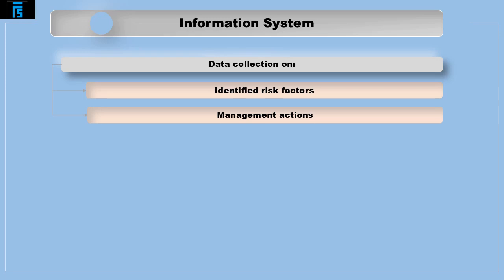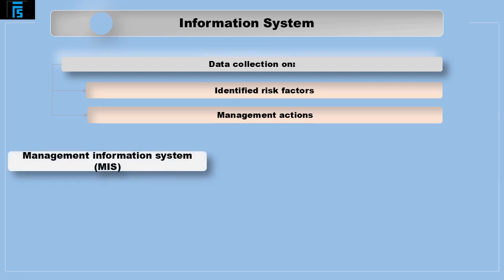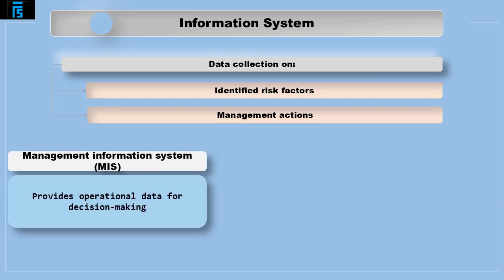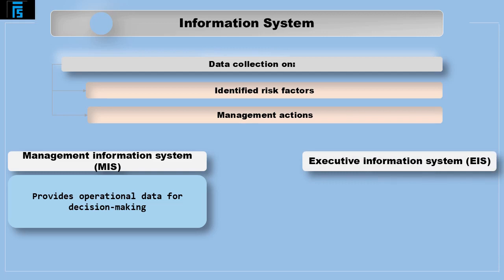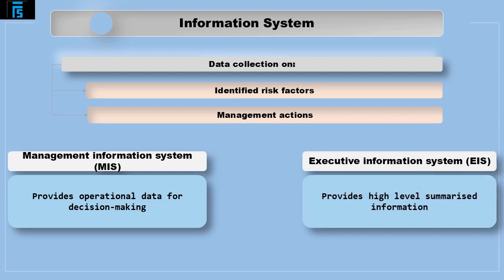There are two types of information systems used by companies. The first is the Management Information System, referred to as MIS, which provides operational data, allowing a company to make decisions regarding identified risk factors and perform detailed risk analyses. The second type is the Executive Information System, referred to as EIS, which provides more high-level and summarized information regarding the key aspects of risk management to the senior executives in the organization.